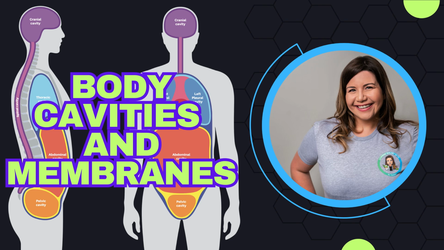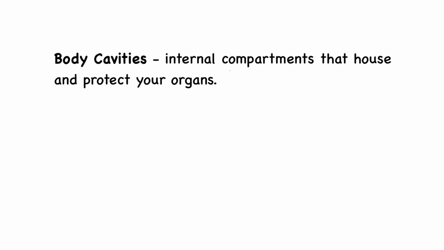Today, we are going through our series in introducing the human body, covering the necessary foundations that you need to excel in anatomy and physiology. In this video, we will be taking a look at body cavities and the membranes that line and protect them. The human body is not one big open space. It's organized into body cavities, which are internal compartments that house and protect your organs. These cavities allow for movement, expansion, and separation of different body systems.